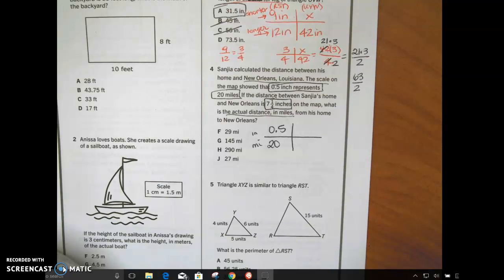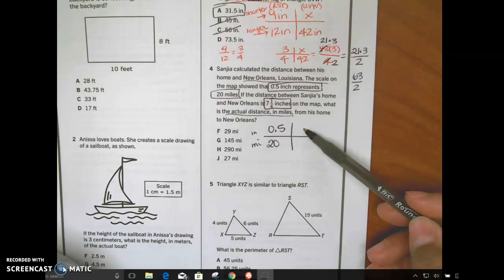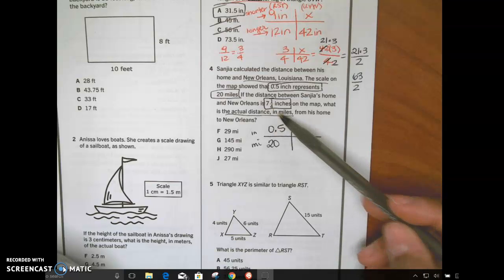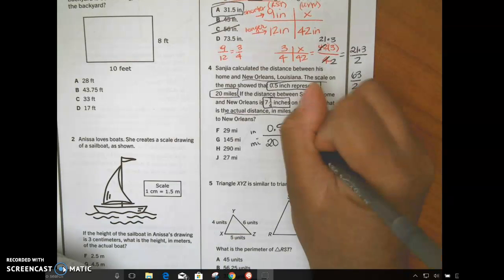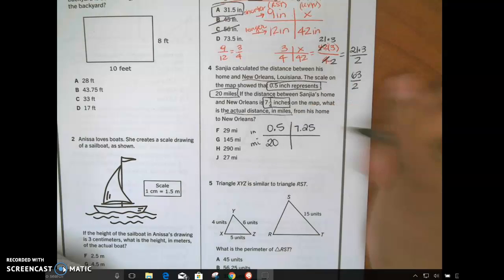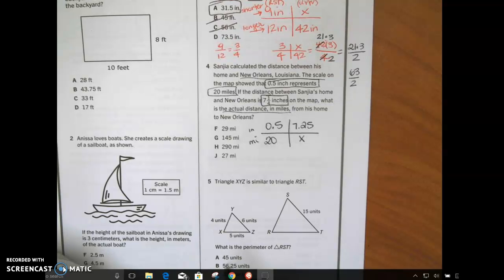What do they give me, inches or miles? So where do I put 7 1/4? Top right. And this is a fraction, but I have a decimal. 7.25. 7 1/4. And I put X next to the 20. Can you simplify 0.5 to 7.5?